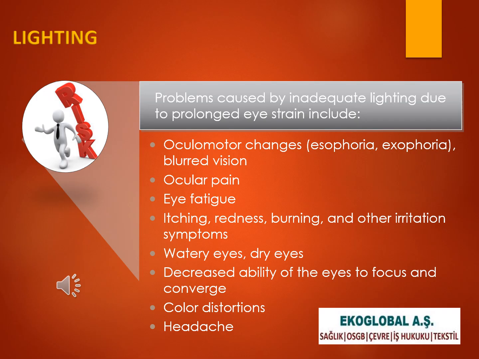Problems caused by inadequate lighting due to prolonged eye strain include oculomotor changes, esophoria, exophoria, blurred vision, ocular pain, eye fatigue, itching, redness, burning, and other irritation symptoms, watery eyes, dry eyes, decreased ability of the eyes to focus and converge, color distortions, headache.